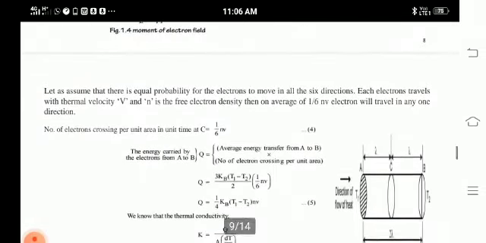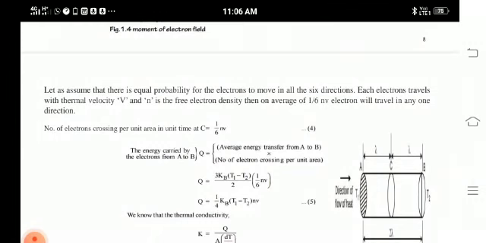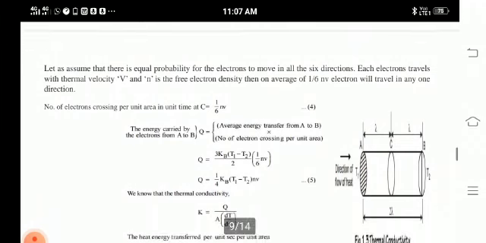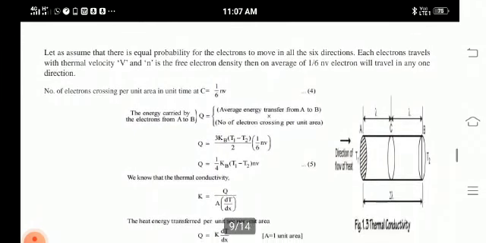Now we consider the equal probability of electrons moving in all directions. The electrons can move in 6 directions. Each electron travels with the thermal velocity v, and n is the free electron density. Then on average 1 by 6 nv electrons travel in one direction. So the number of electrons crossing per unit area per unit time at position C, the middle point, is 1 by 6 nv.